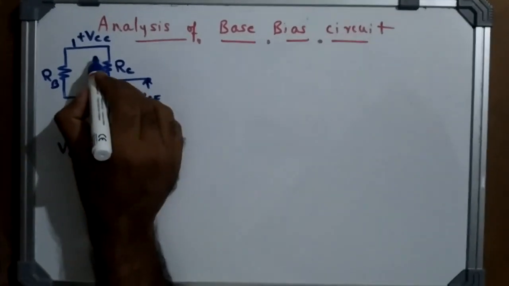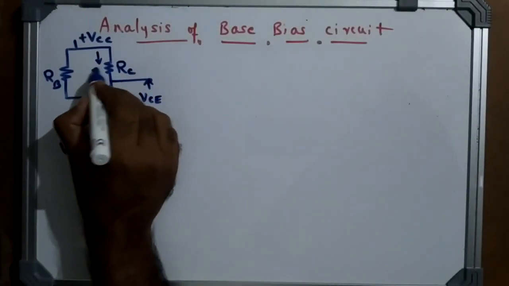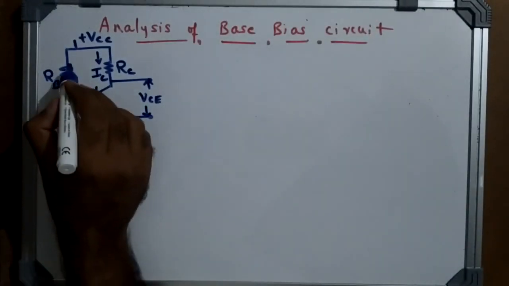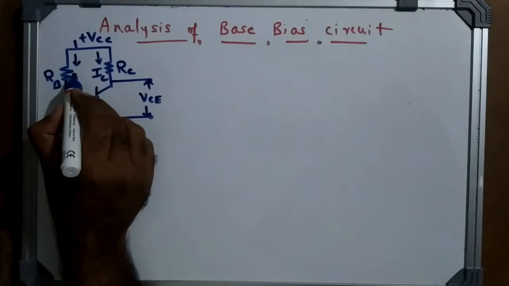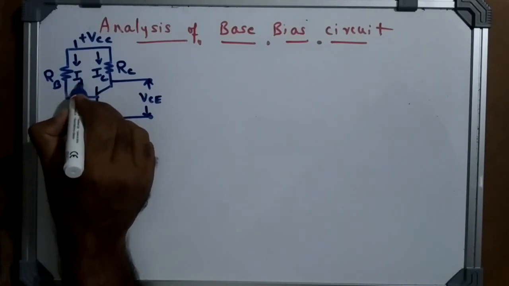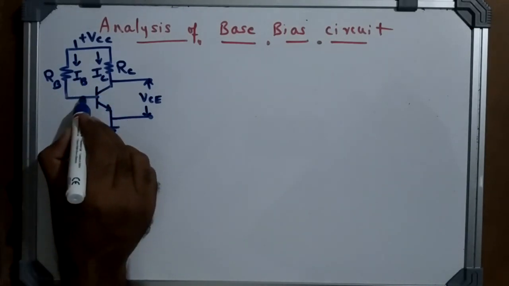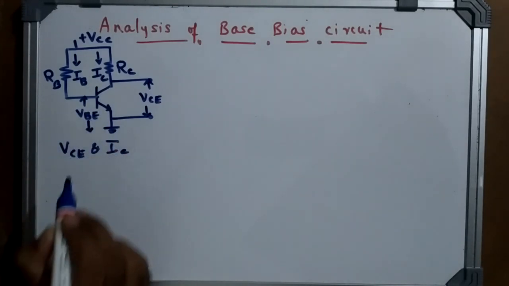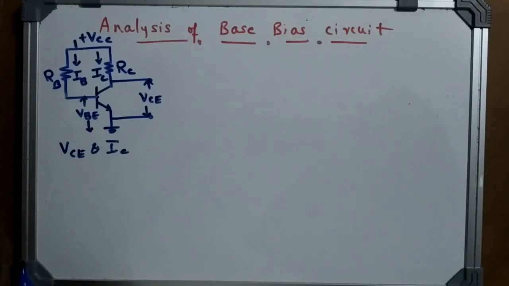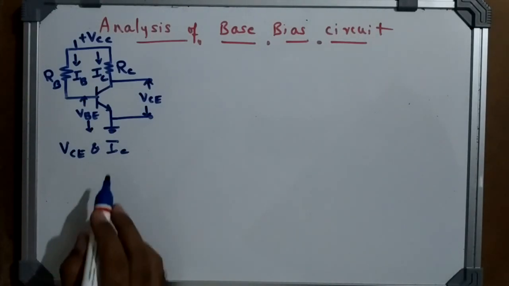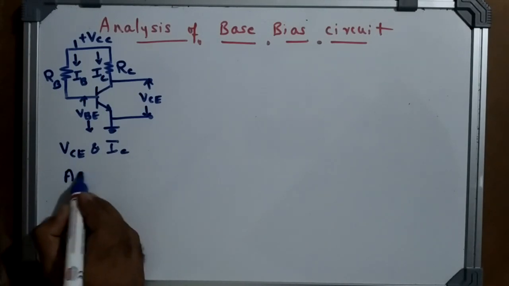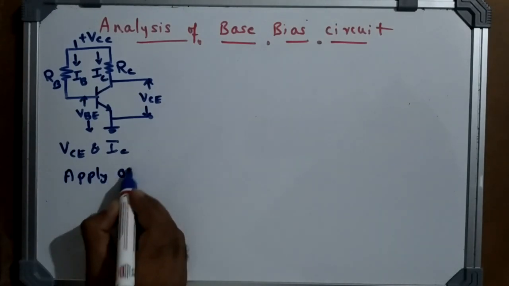This is in CE configuration. IC is the collector current, that is the current flowing through RC. Now I will represent two more parameters. Current flowing through RB, that is called IB, and the voltage between base and emitter, I will call this VBE.